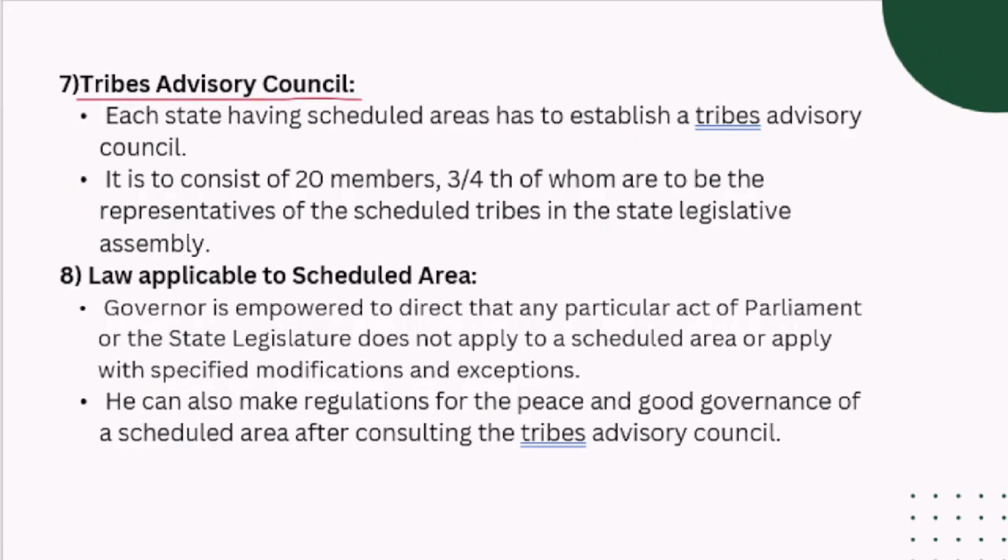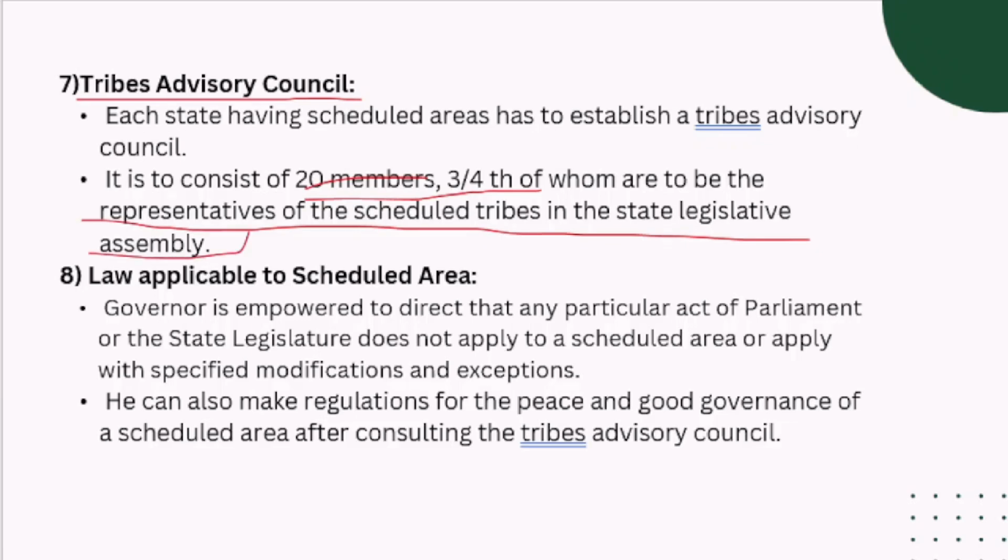In the fifth schedule, the TAC must be set up in every state of the schedule areas. So in schedule areas, they have to have a tribal advisory. This council advises the state on the policies and the measures to improve the welfare of the tribal population. It consists of 20 members, and out of the 20 members, 3/4 of whom are representatives of the scheduled tribes of the state legislative assembly.